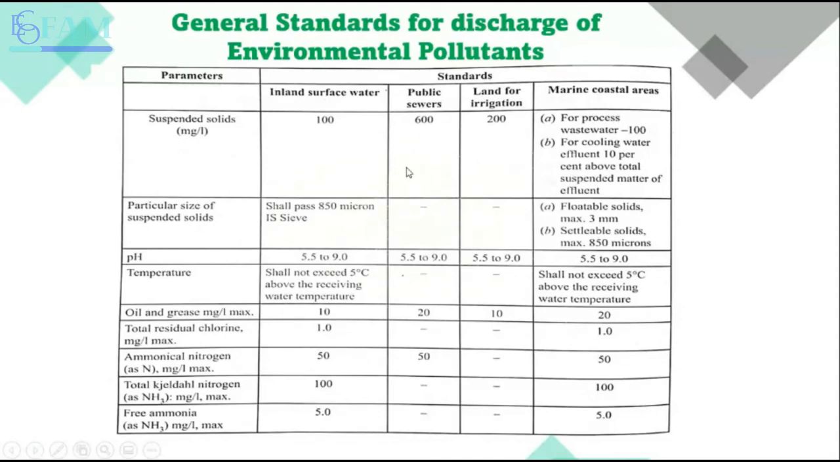Depending upon where we are discharging this water, there are various parameters whose limits should not be exceeded. For example, for suspended solids, if we put it to irrigation use, the suspended solids should not be more than 200 milligrams per liter or 200 parts per million. In sewer lines, it is more permissible, 600. Similarly, pH is also mentioned here, oil, grease, total residual chlorine, ammoniacal nitrogen, nitrogen and ammonia. These are various kinds of nitrogens depending upon the processes. Ammoniacal nitrogen, Kjeldahl nitrogen. Kjeldahl is a process by which we identify how much nitrogen is present in water or soil. So ammoniacal nitrogen.